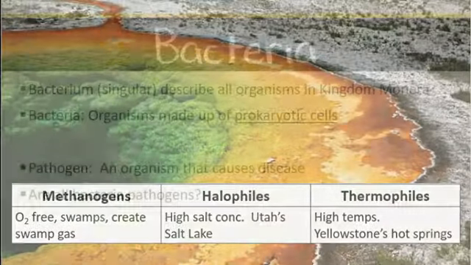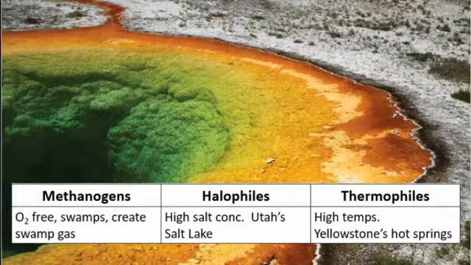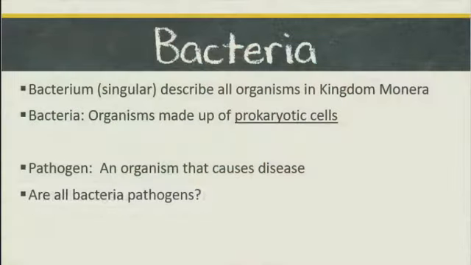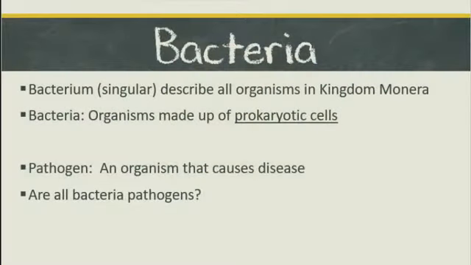Okay, so now you've got those boxes filled in with all three? You don't have to write down where they're located. We're just talking about where we found them. I wanted to make sure you understand that thermophile means high temperature, because thermo means heat. And halo means high salt.